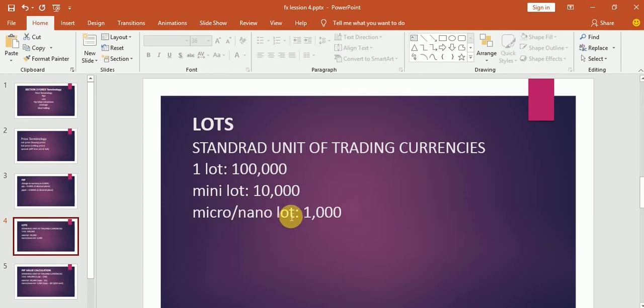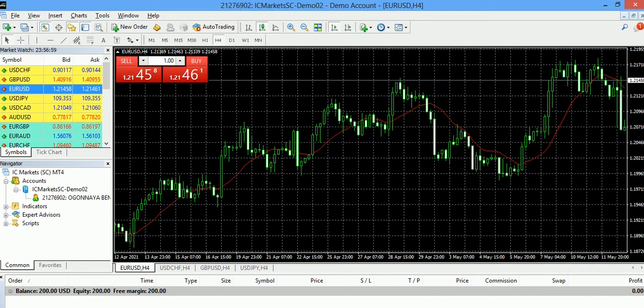Let me go back to the platform so that I will explain better. Okay, back to our platform. These are the lots we are talking about. When you reduce it to 0.1, we are talking about mini lot. When you reduce it to 0.01, that is micro lot or nano lot.